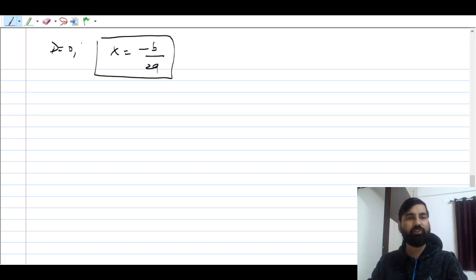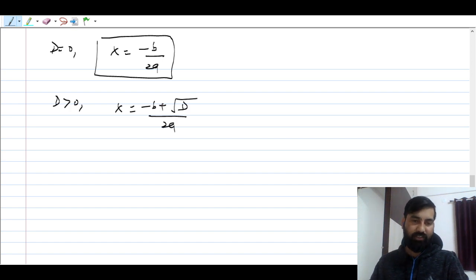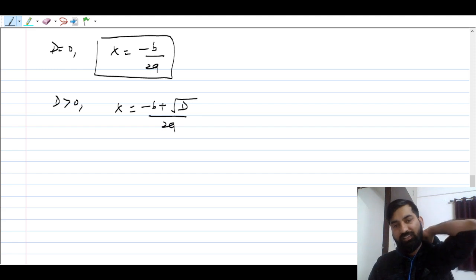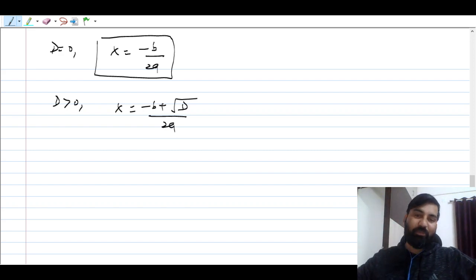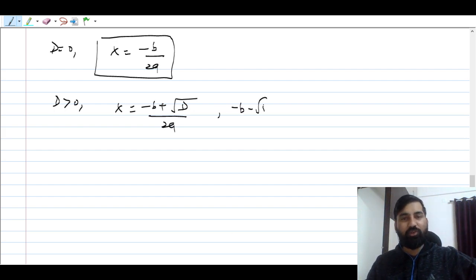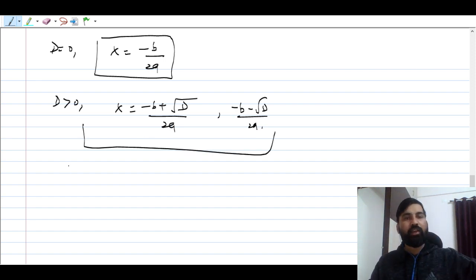Okay, you can plug d equal to 0, right? And if d is greater than 0, so x is going to be minus b plus root d by 2a. And as you know, root d is nothing but a surd, if d is not a perfect square, right, so you will get minus b plus root d by 2a. So one more pair should exist. This is also a very important concept. So minus b minus root d by 2a. Okay, so these are the two roots if d is greater than 0. I think this is clear for all, right?